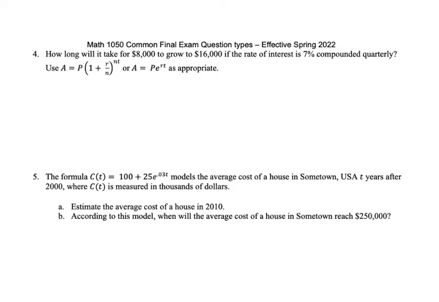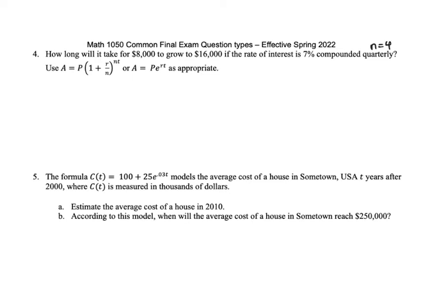Oh, fun. We haven't done one like this in a long time. We've mostly dealt with compounded continuously. So if it had said compounded continuously, which of the two formulas would you use? The Pert? Okay, but it says compounded quarterly. And that's an important thing to not overlook. If it's compounded quarterly, you have to use this function here. And if it's compounded quarterly, that means n equals 4. Quarterly means 4 times a year.